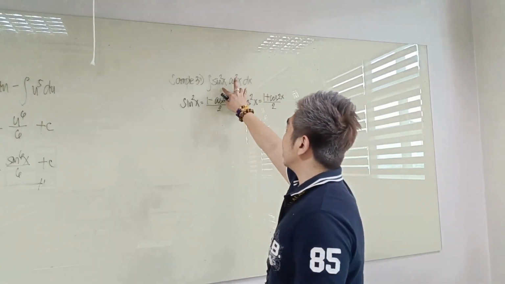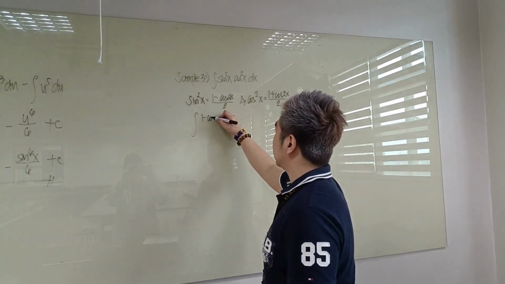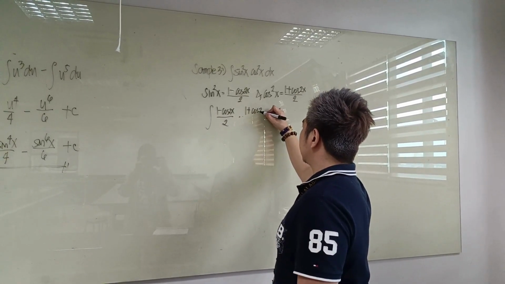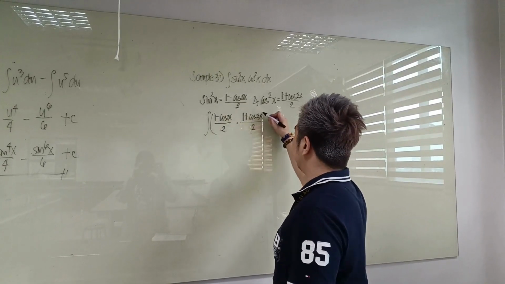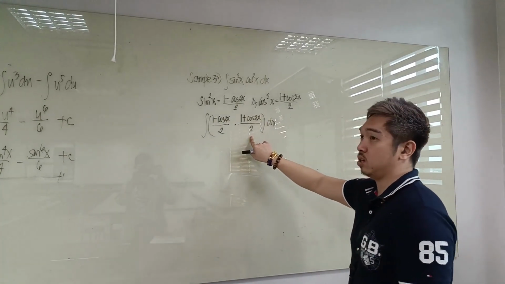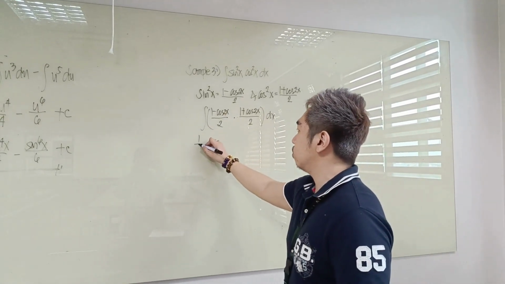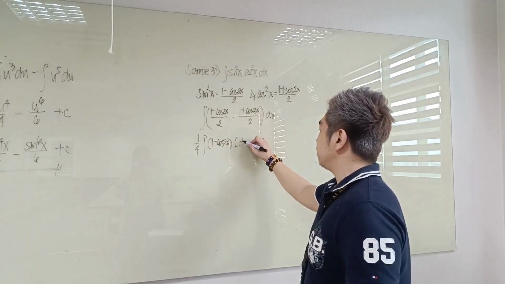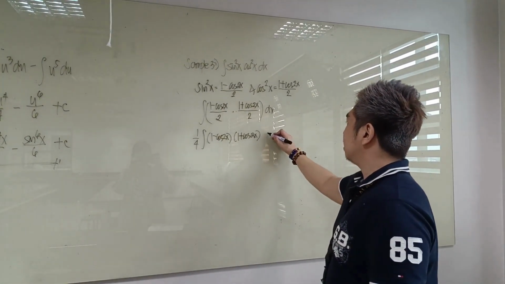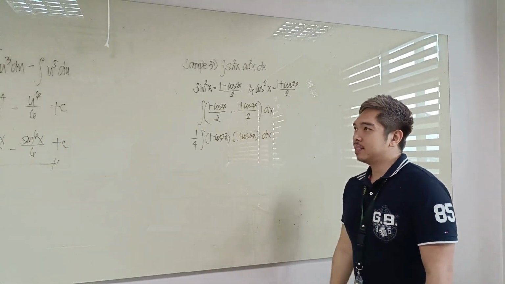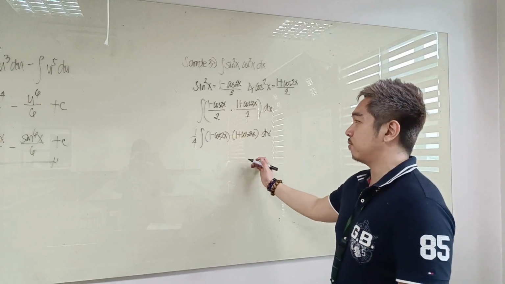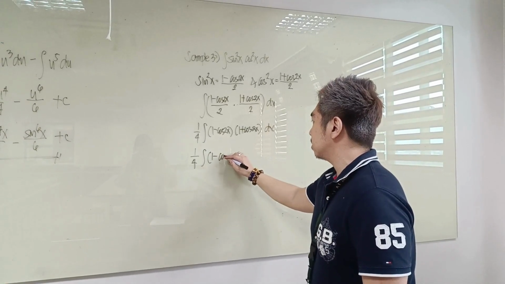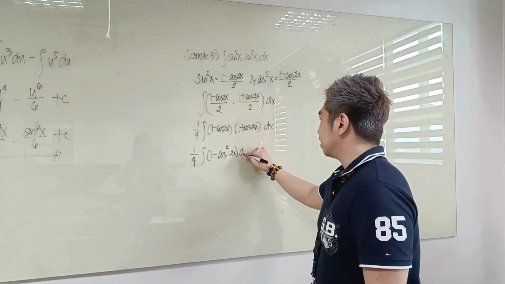Alright. So therefore, we can rewrite this as the integral of 1 minus cosine of 2x all over 2 times 1 plus cosine of 2x all over 2, quantity, dx. 2 times 2 is equal to 4. So therefore, we'll factor out 1/4. So therefore, we have here 1 minus cosine of 2x and then 1 plus cosine of 2x dx. So this is a difference of two squares, and this is the factored part of the difference of two squares. So therefore, we have 1 all over 4, the integral of 1 minus cosine squared 2x dx.